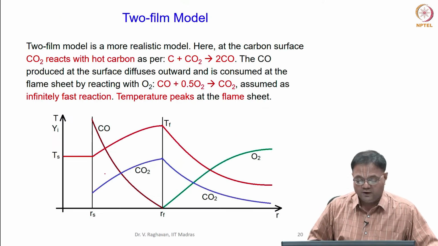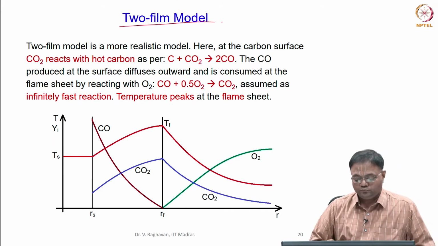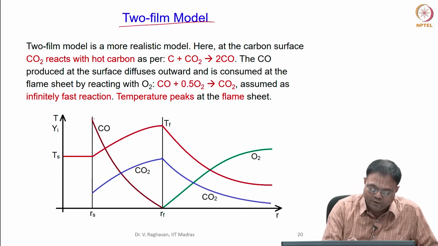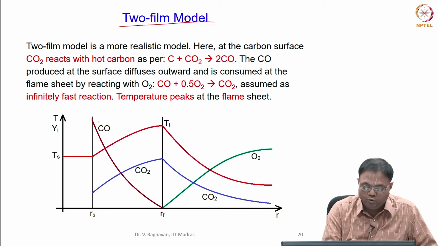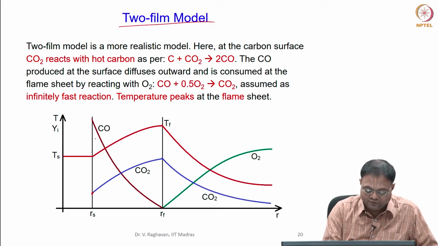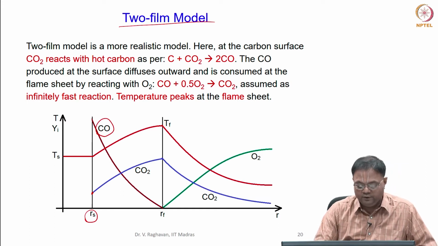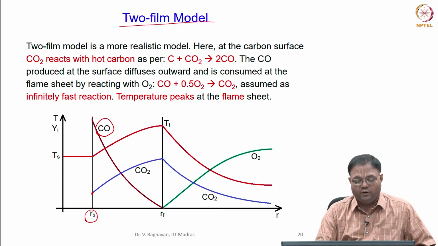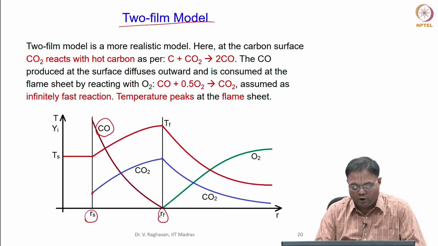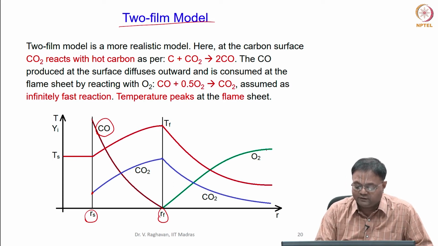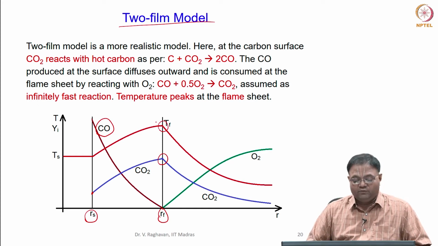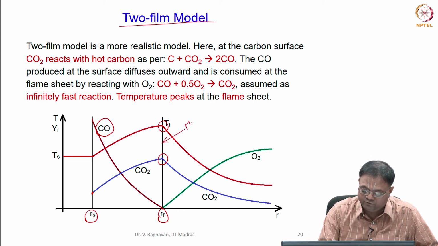Okay, now, the next is two film model. As I told you, in this predominantly CO2 and C reacts at the surface Rs to form CO, and the CO diffuses towards the flame which is at a particular radius, say RF, from the interior. Then you say the gas phase reaction between the O2 and CO occurs, and CO2 is formed there, producing a peak temperature at that location, thin flame sheet. This is a thin flame sheet.